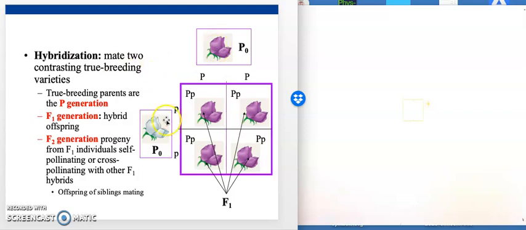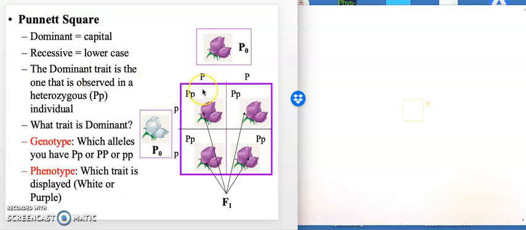The parents that were true breeding were crossed to one another, and then the offspring that were produced were hybrids. They were a mixture of these two true breeding parents, but they only had one phenotype. All of the offspring had the purple characteristic that was present in this parent and not the white one. So what was going on there? We have two different vocab words that you need to know about. There's genotype versus phenotype. The phenotype is what you see.